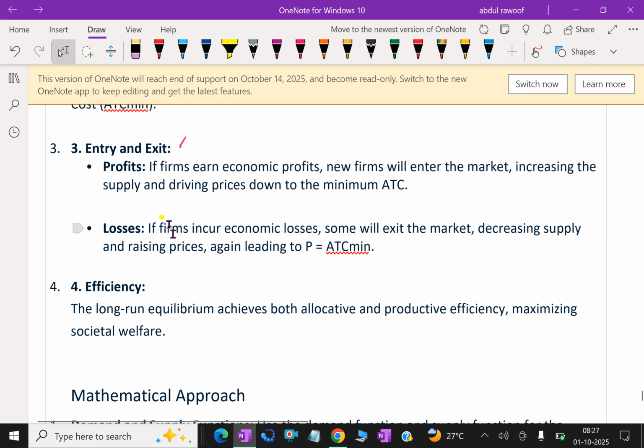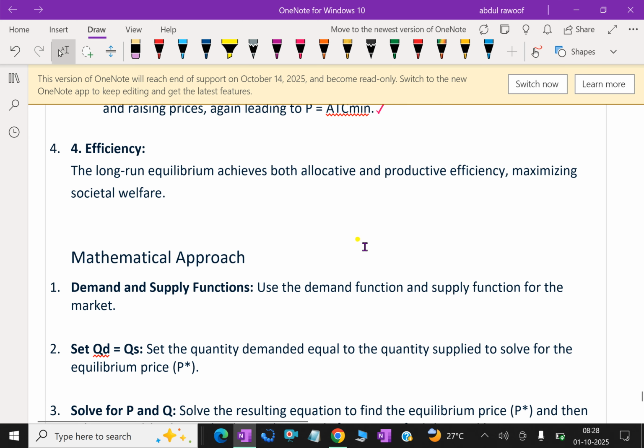Entry and exit. Profits. If firms earn economic profits, new firms will enter the market, increasing the supply and driving prices down to the minimum ATC. Losses. If firms incur economic losses, some will exit the market, decreasing supply and raising prices, again leading to P equal to ATC minimum. What is efficiency? The long run equilibrium achieves both allocative and productive efficiency, maximizing societal welfare.